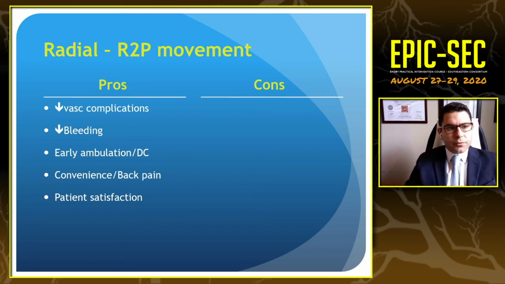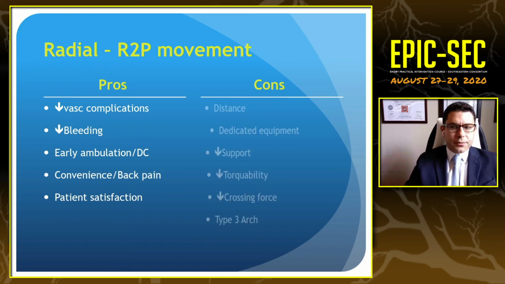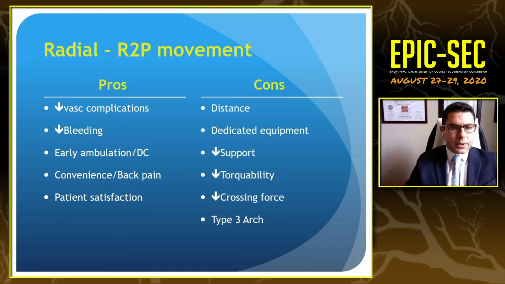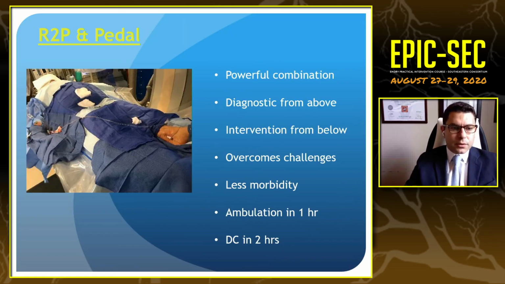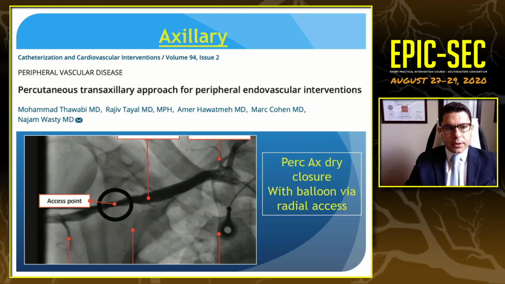The radial to peripheral movement has taken off, and there's a dedicated series of equipment that has pros and cons, but the major advantage is the patient morbidity, the decreased vascular complication and early discharge. Of course, we're not going to pick that for iliac occlusion since the support is suboptimal. The combination of radial to peripheral with pedal access is optimal, diagnostic from above and interventions from below, and that has been a technique that we have picked.